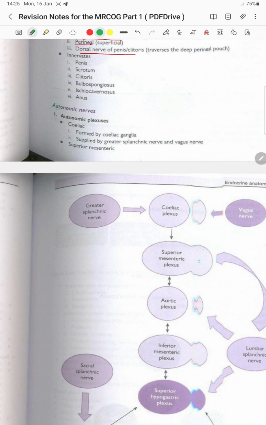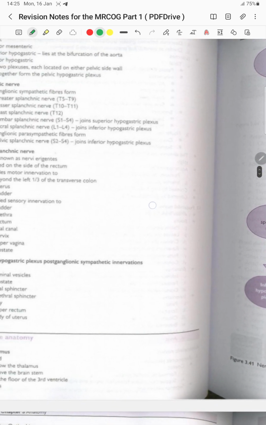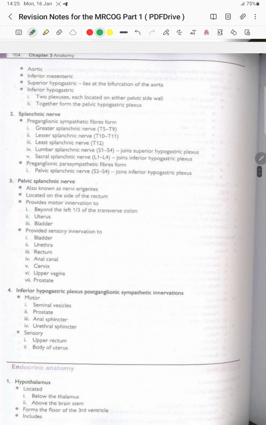Now the autonomic nerves. The autonomic plexus is the celiac plexus, which is formed by the celiac ganglia that are supplied by the greater splanchnic nerves and the vagus nerve, and the superior mesenteric, and also the aorta, inferior mesenteric, and the superior hypogastric. They lie at the bifurcation of the aorta and the inferior hypogastric. The two plexuses are each located on either pelvic side wall, and together they form the pelvic hypogastric plexus.